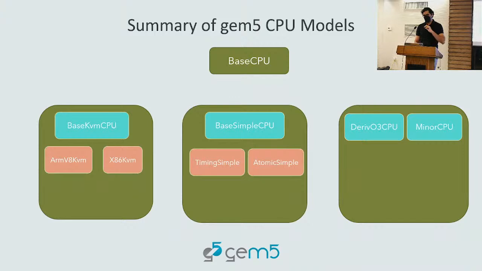And here's really a summary of the CPU models. Again, at this point, you might not understand all the differences. We'll look at some of the details of some of the models, and then we'll see how they really differ in terms of the characteristics they have. But at this point, I just want to give you a quick glance of the overall space of CPU models. So we have in gem5 BaseCPU, which then can be inherited, and we have, I would say, three main classes. There's BaseKvmCPU, based on which we have ARM KvmCPU and x86 KvmCPU. The BaseSimpleCPU then gives you TimingSimpleCPU and AtomicSimpleCPU. Again, we'll see what exactly those are. And two of the more detailed CPU models are O3CPU and MinorCPU.